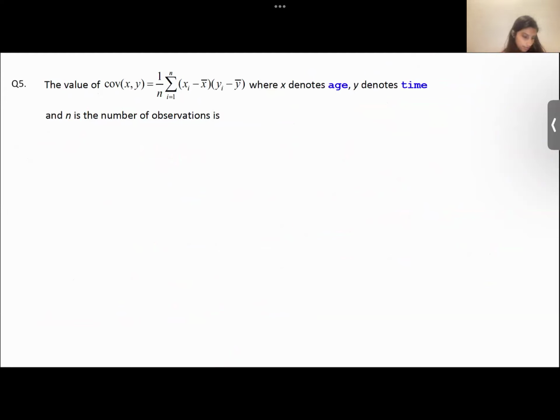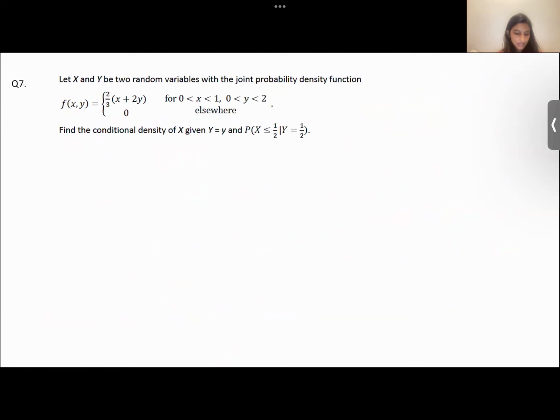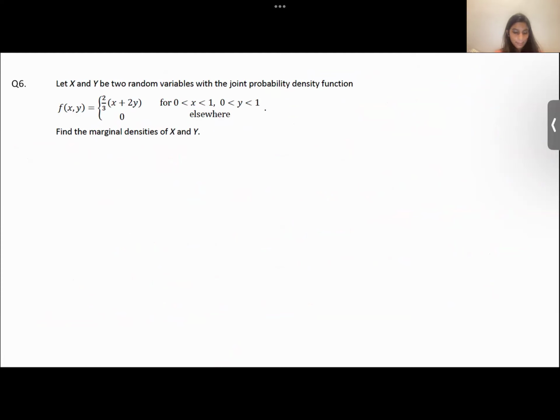So this is supposed to be with R. I can show you with R. These are just two other questions, similar. You have to calculate marginal density and then conditional density. Now what do we have?